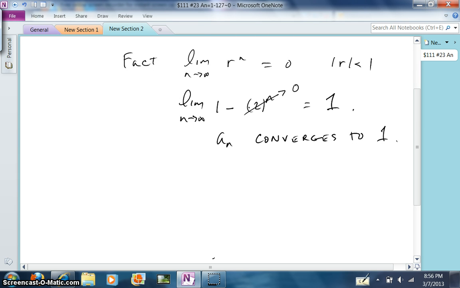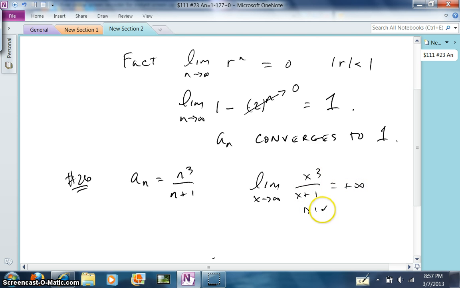Okay, number 26. This is from your assigned work. Number 26 is a_n equals n cubed over n plus 1. I'm going to do the same thing. Here, you're supposed to recognize that the power on the top is bigger than the power on the bottom, so this is going to go to infinity, in the same way that in Math 2A, if you have the limit as x goes to infinity of x cubed over x plus 1, you're expected to realize that the x cubed dominates, so this goes to positive infinity. We say it diverges.